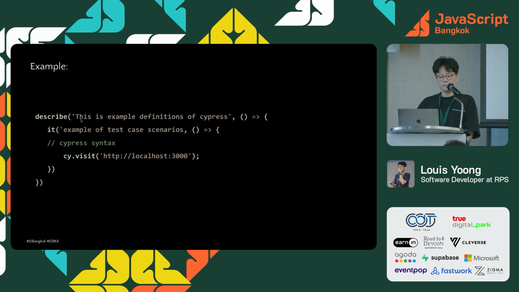So we need to describe, this is the definition of the Cypress test, and also this is the test case scenario. What kind of scenario? We can create a list of scenarios. It depends on what kind of situations. And also, the syntax is we need to visit this URL, okay? Because normally we will run on a local machine, so this is one of the examples.